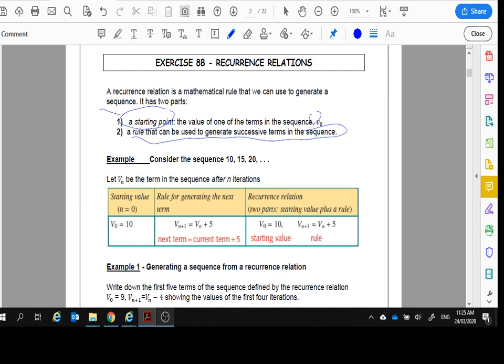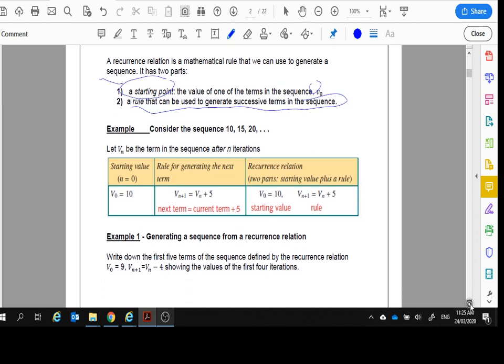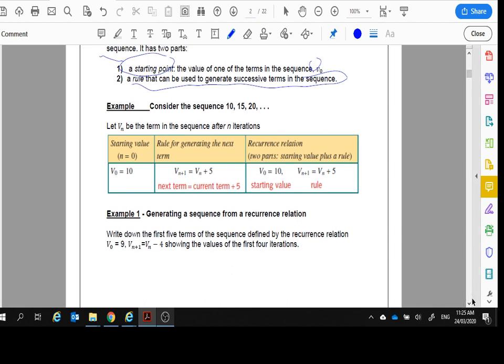We have Vn, which is the term that we're going to start with, and V of n plus 1, which is the next term, and this is what we're doing, we're adding 5. We must always write V of 0, whatever that starting value is. So we get our whole recurrence relation like this: the starting value and then the rule of what we have to do to get our next term.